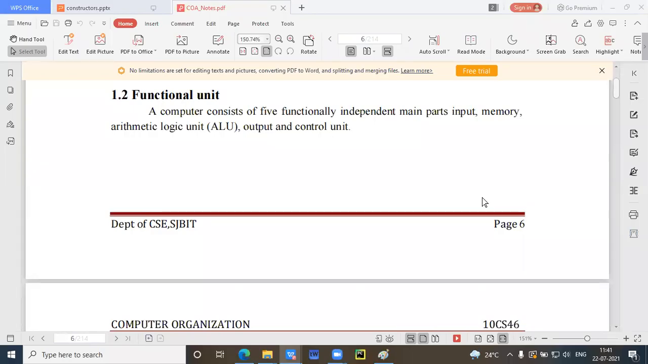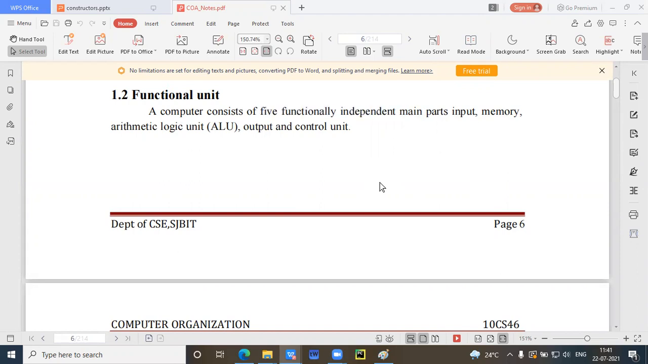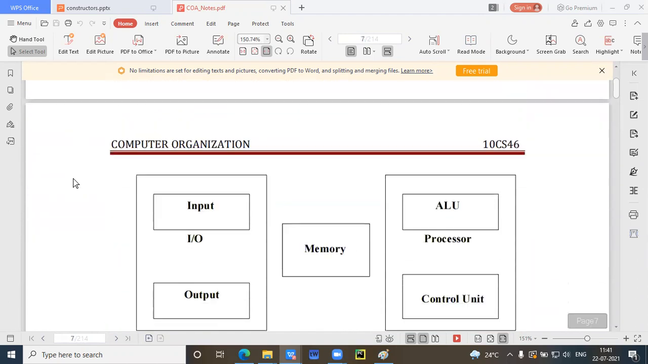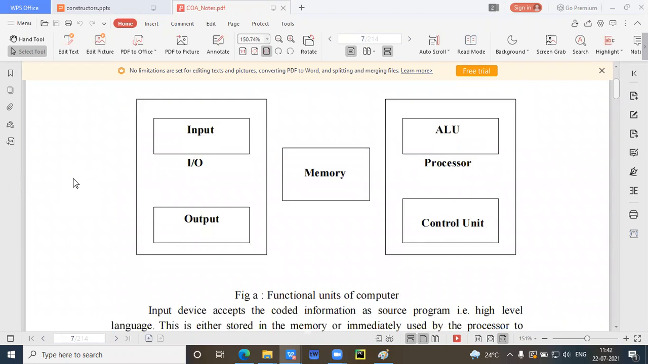Hello everyone. Now you see the functional units of a computer. A computer consists of five functionally independent main parts. What are those? First of all, input, memory, ALU (arithmetic logic unit), output, and control unit. See here the diagrammatical representation of functional units of a computer.